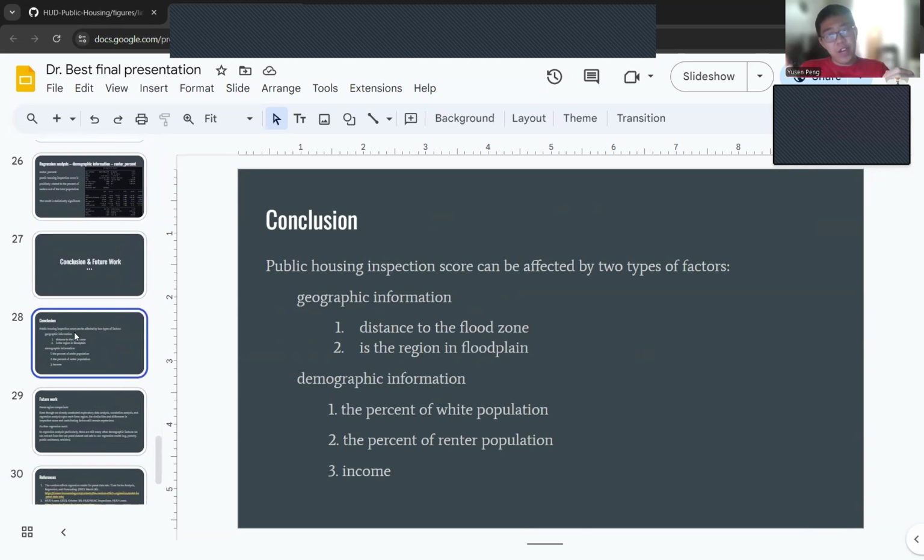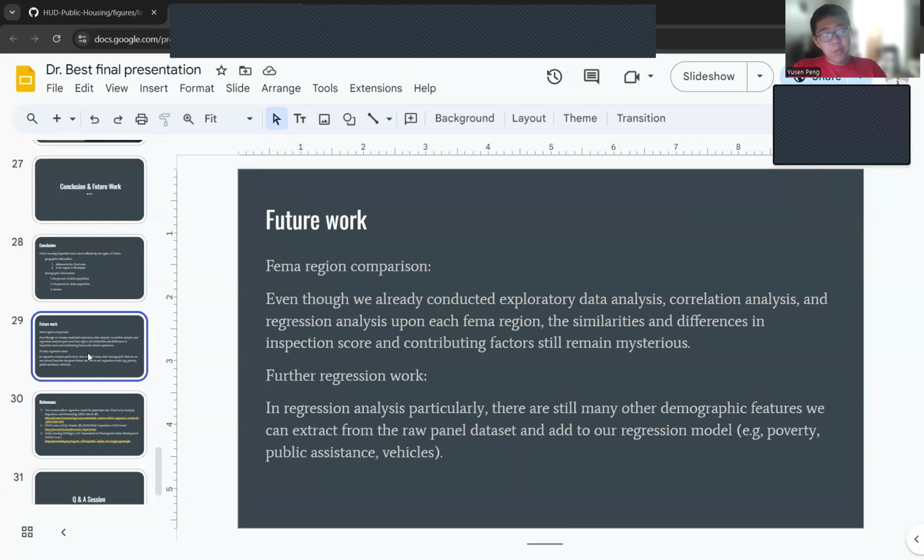First of all, the flooding factor can affect the public housing inspection score. Second, demographic information can also play a role in influencing the public housing inspection score. For future work, we have to do more. I already have some preliminary analysis for the regions, but I didn't include it in the final presentation because of time limits, and the work was not that detailed in terms of the modeling process. In future work, we can add more to the regression.